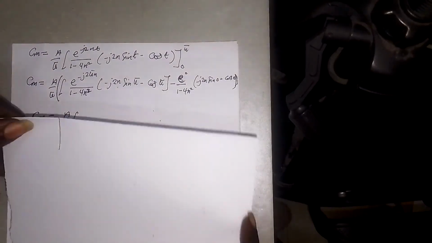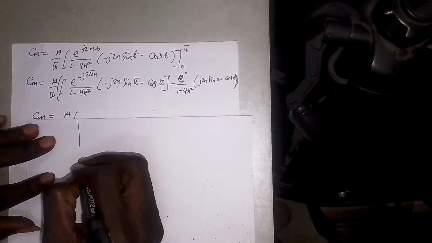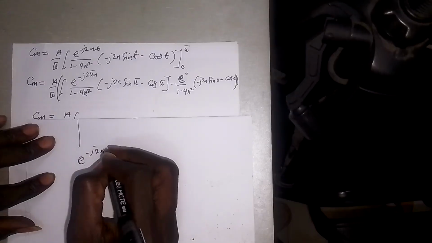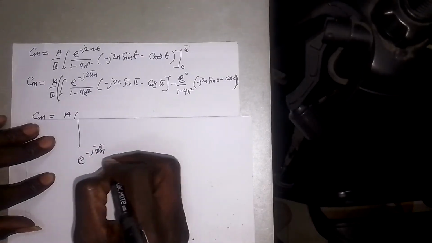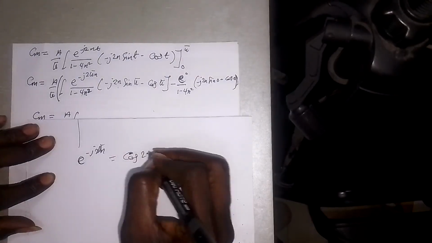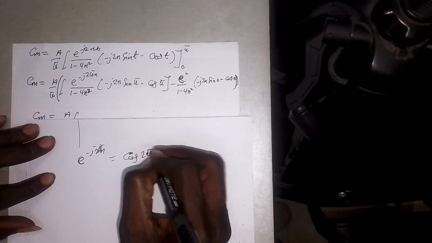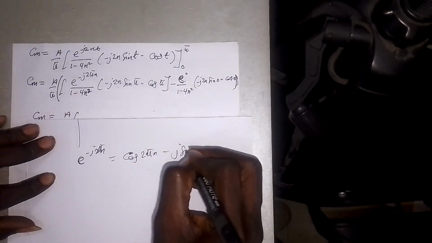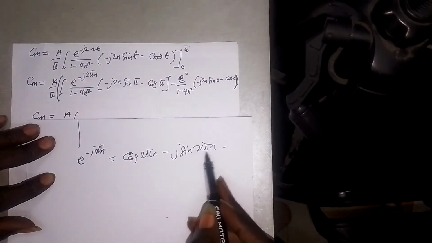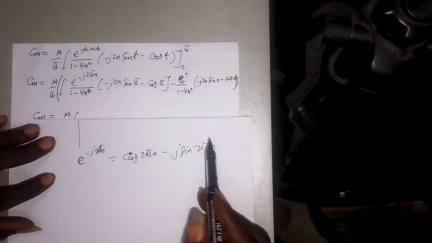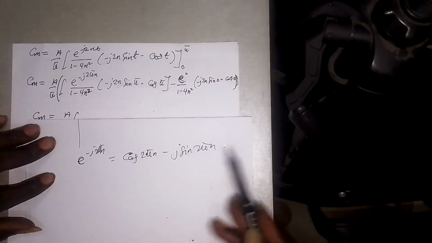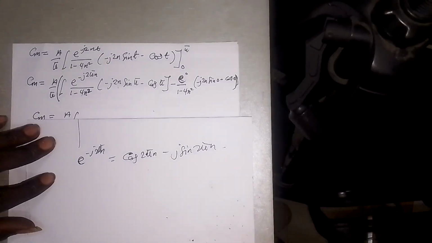We have seen it in the previous examples. Whenever we have e exponent minus j2n pi, it's equal to cos 2 pi n minus j sine 2 pi n. And we know that sine 2 pi is always 0. If n is 1, sine 2 pi is 0. If n is 2, sine 4 pi is 0. If n is 3, sine 6 pi is also 0.